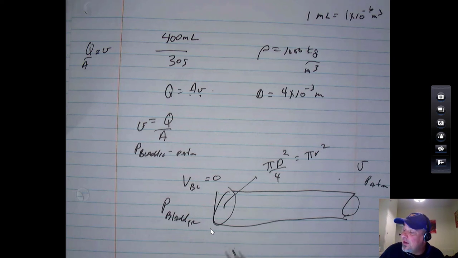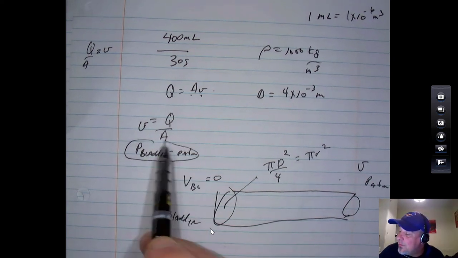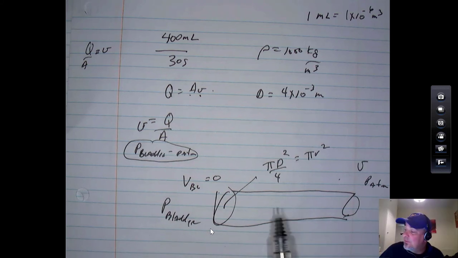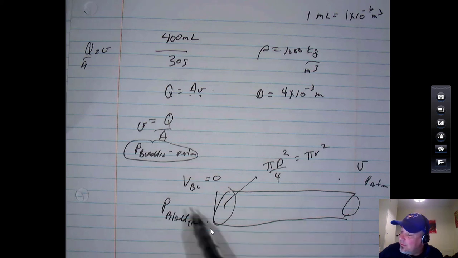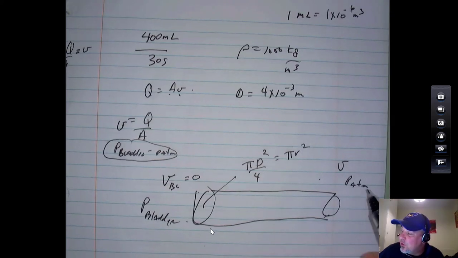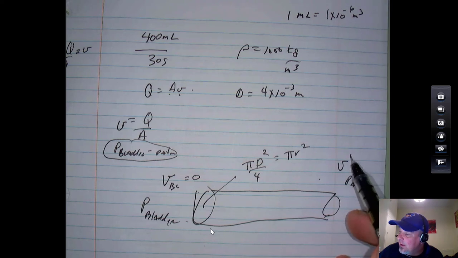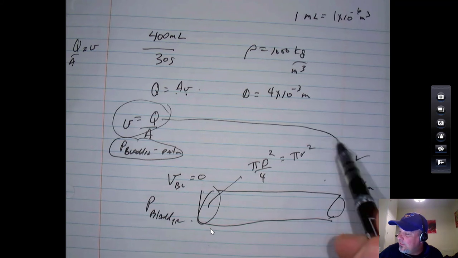The second part is, what is the bladder pressure minus the atmospheric pressure? So we're going to assume that this is a tube and it's horizontal. So here you've got the pressure of the bladder, and they tell you that the fluid starts at rest. So initially there's no speed. Here, this is open to the atmosphere, and then this is the speed that you found in the first part.